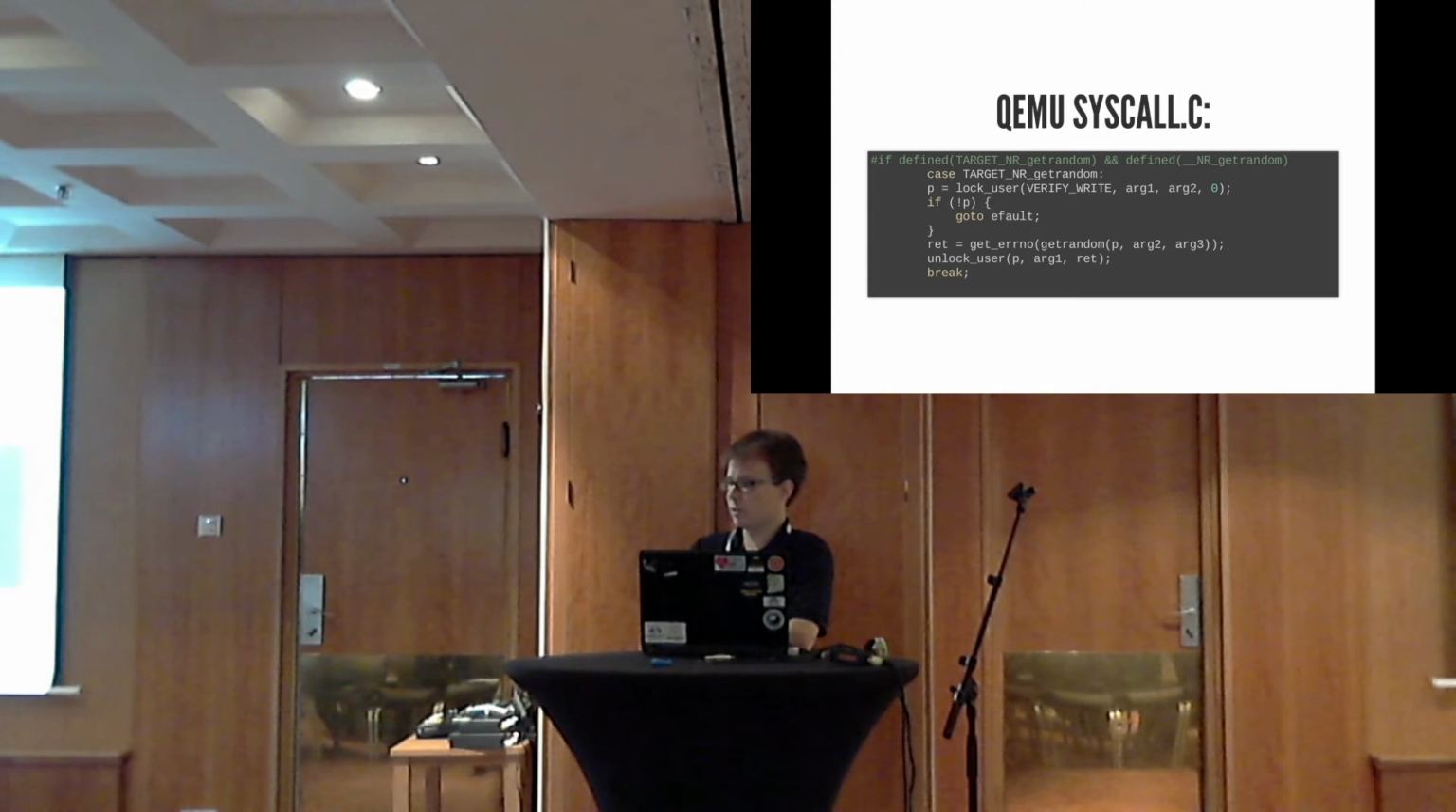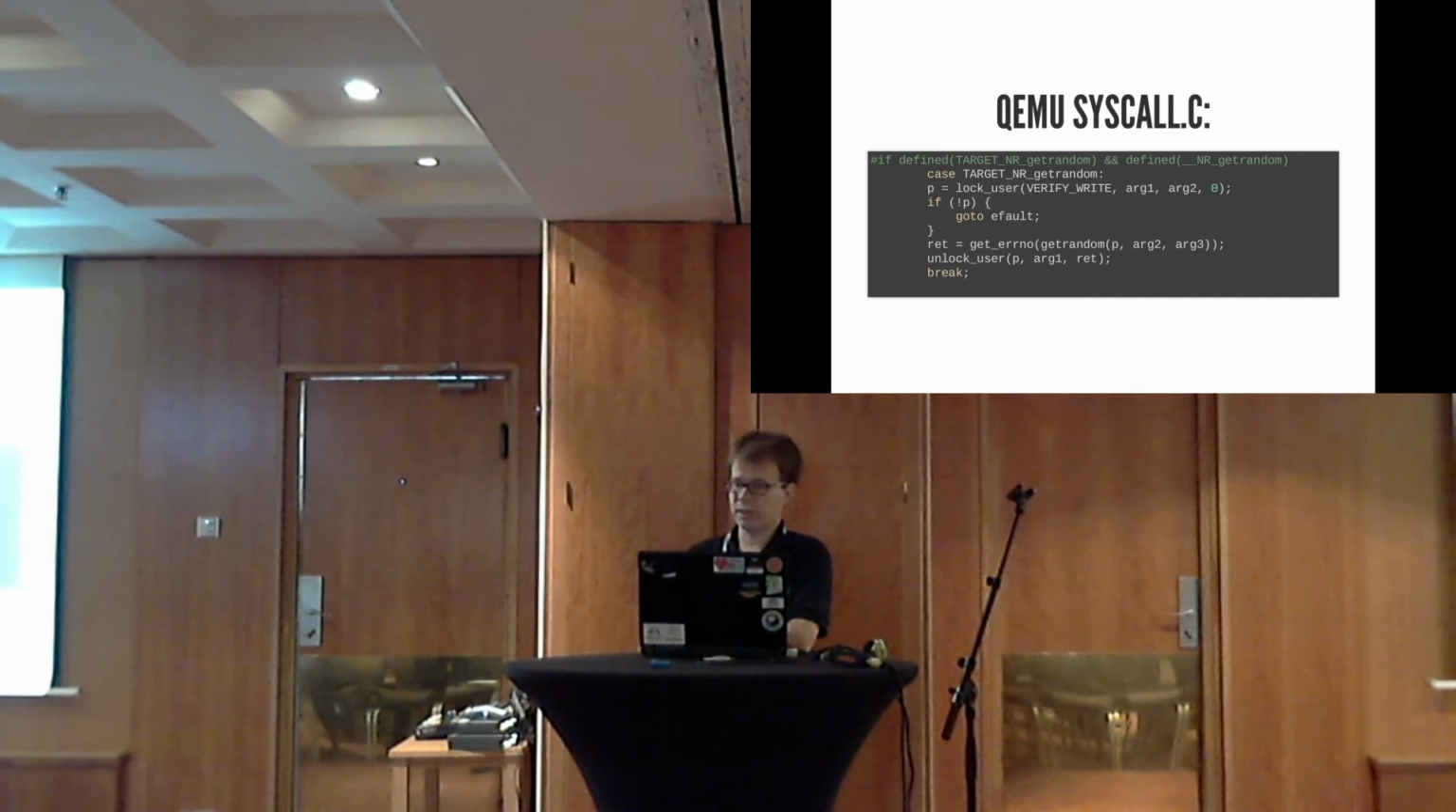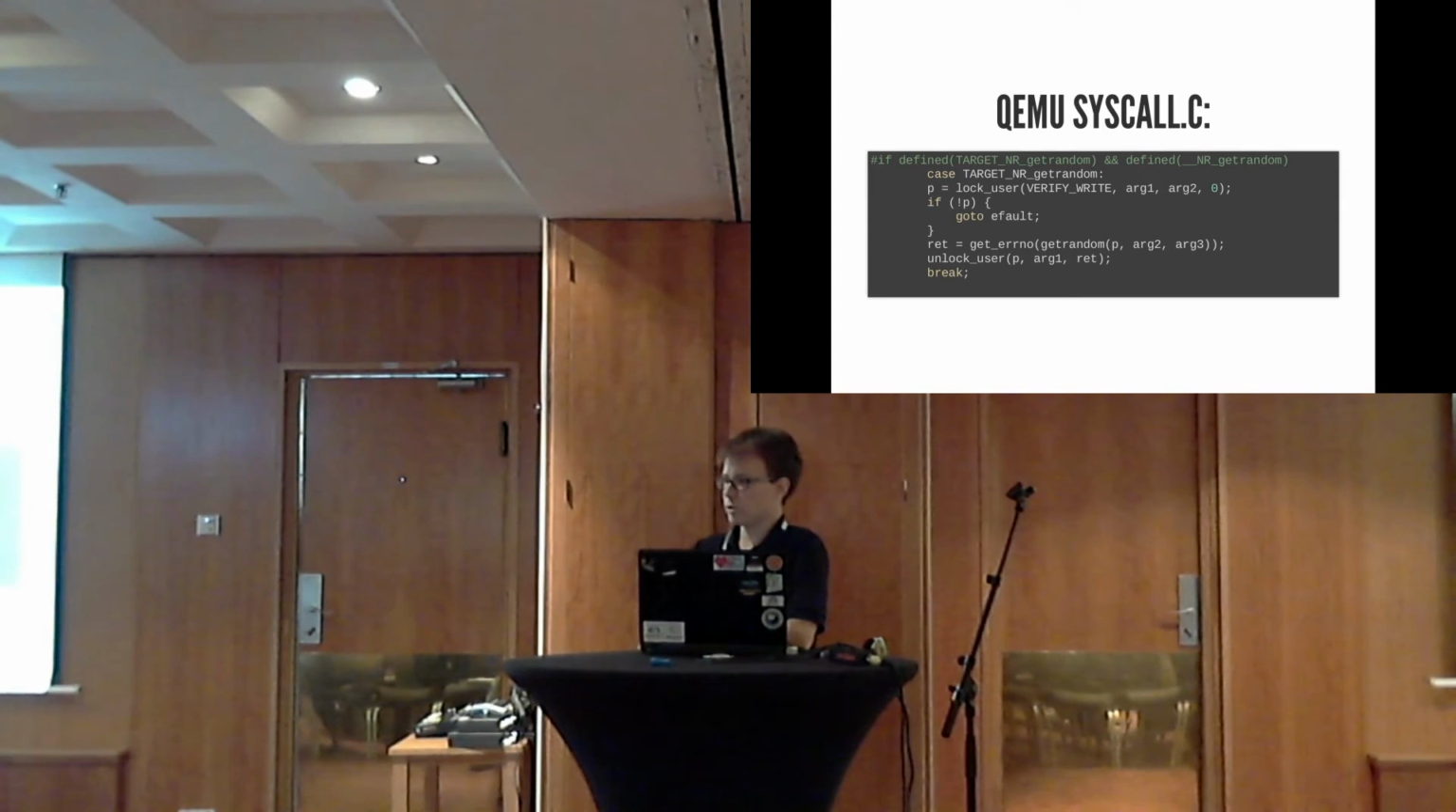And finally, the unlock_user, which tries to look a bit like copy_to_user. This lock_user and unlock_user look a bit like copy_to_user and copy_from_user in the kernel. So in this case, we don't need to do any endianness conversion because it's random bits, and even if we would swap the endianness, it's still going to be random.